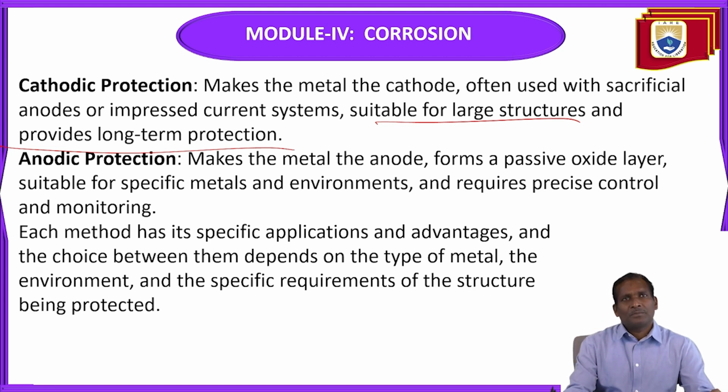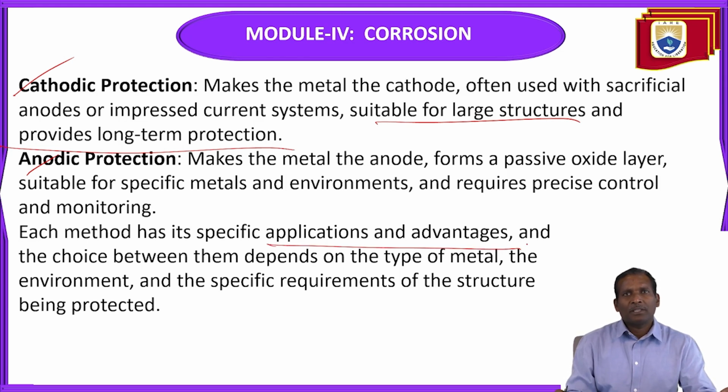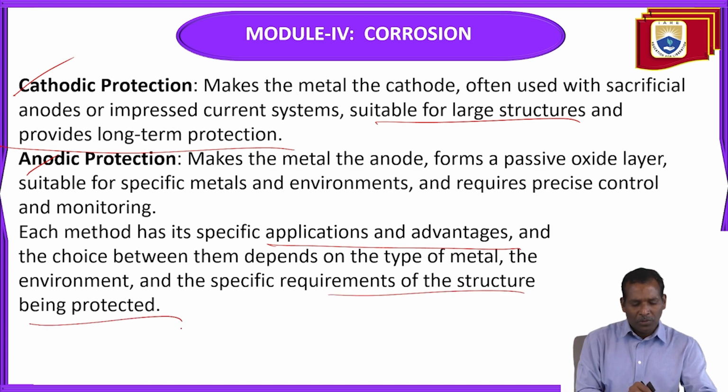Anodic protection makes the metal the anode, forms a passive oxide layer, is suitable for specific metals and environments, and requires precise control and monitoring. Each method has its specific applications and advantages, and the choice between them depends on the type of metal, the environment, and the specific requirements of the structure being protected.